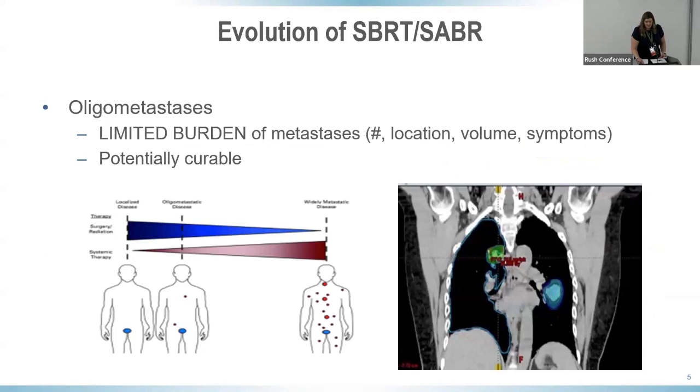So where do SBRT and SABR fit in? SABR is also defined as stereotactic ablative radiotherapy. That's another term that institutions use. Well, it's a limited burden of metastasis based on the number, location, volume, and symptoms. And as I mentioned, it's potentially curable.